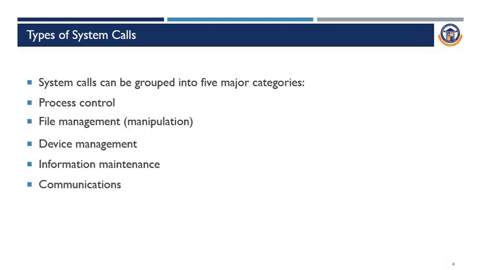The next one is device management. The device management will manage the entire process. Information maintenance maintains the files in the system and the main memory. Then communication is sharing information, normally from one device to another device. The information will be maintained in this program.